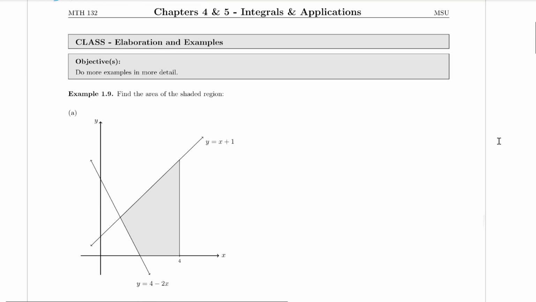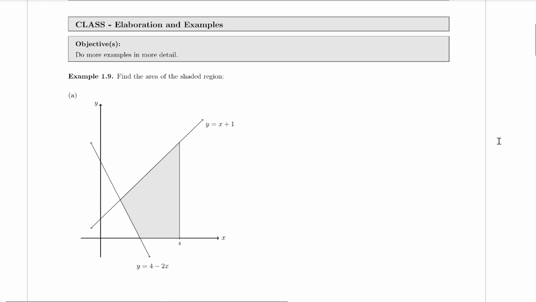For this first example, we need to find the shaded region here, this quadrilateral region. There's a couple ways to do this, but the first thing we're going to need to do is find the values of these intersection points so we know where our integral bounds are. Let's label our functions y1 and y2. And now let's set y1 equal to y2 to find our first intersection point right here.